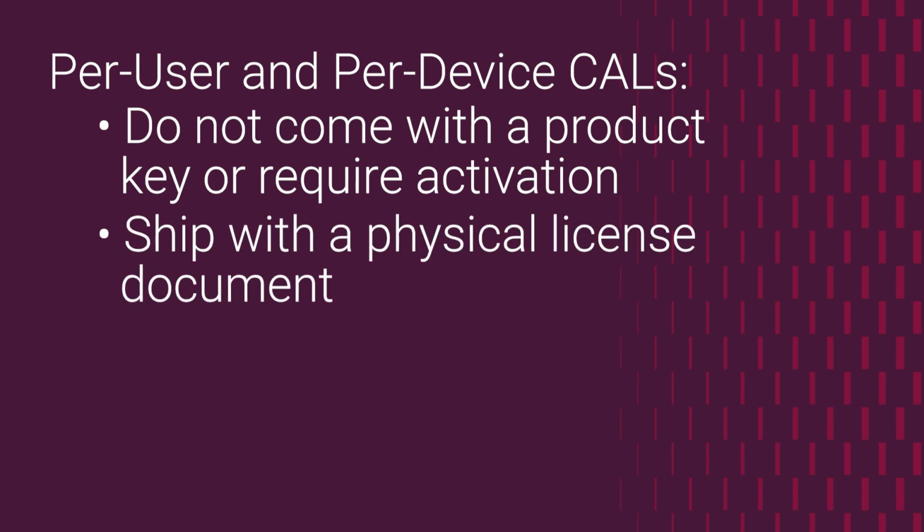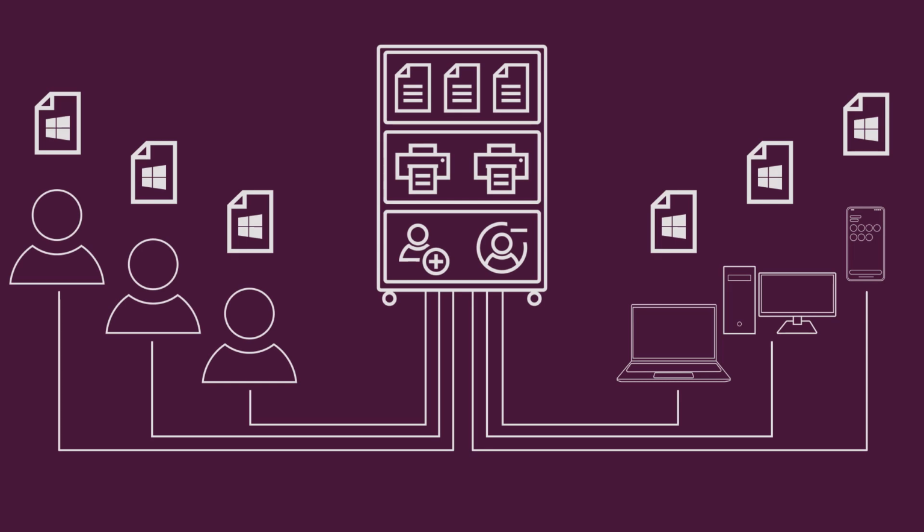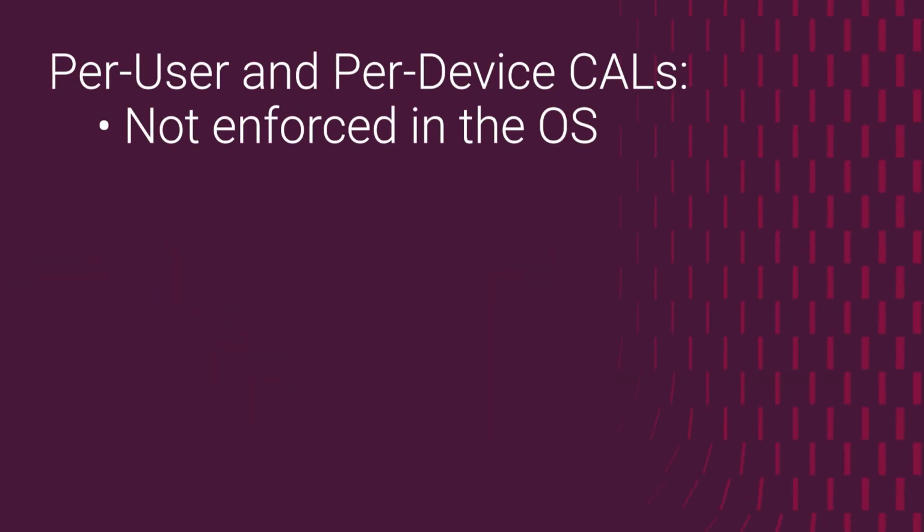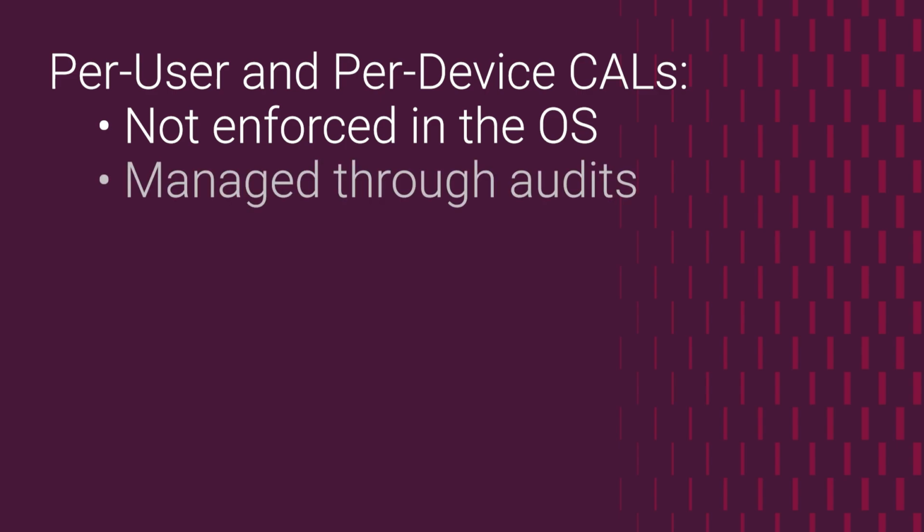Instead, CALs ship with a printed document that certifies the number of per user or per device CALs that were purchased. What happens if there are fewer CALs than needed by the number of users and devices accessing a server? Will the server refuse these connections? No. Everything will continue to work, but the server would be non-compliant with the end-user license agreement, and this can lead to legal and financial consequences if discovered during an audit.